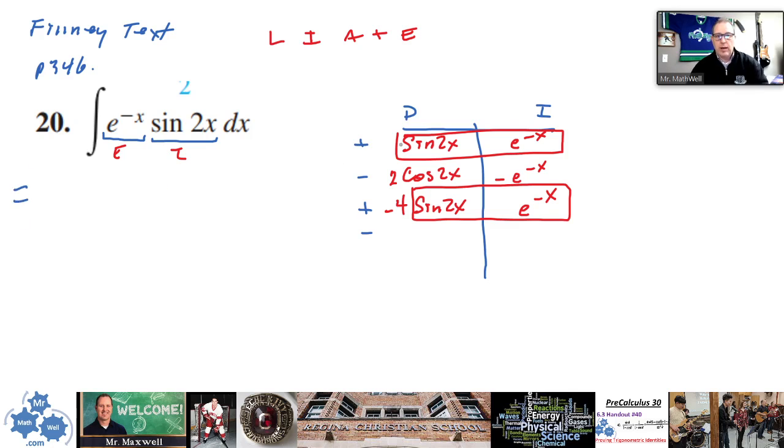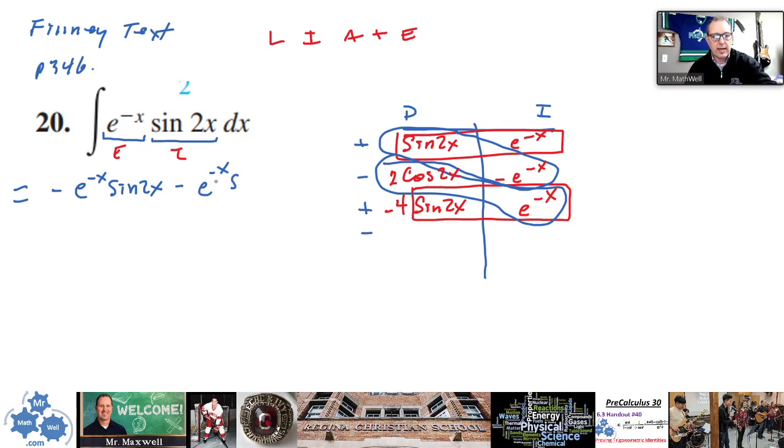So what does this equal? In order to write our solution without just writing all integrals, we want to look at this diagonal piece. So we're going to go negative e to the negative x sine of 2x. That's going to be the first term. And then we're going to go down the diagonal like this, and that's a minus times a plus, so it's minus again. Minus e to the negative x cos 2x.